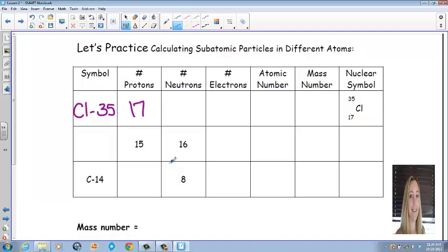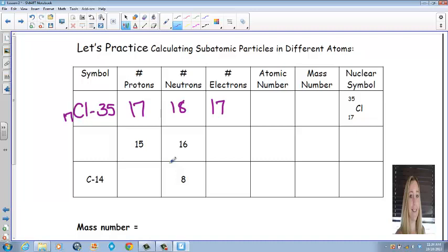Therefore, it will have 17 protons. So you need to look up 17, and 17 is the atomic number, so we can put that there. Next, number of electrons, well, that's going to be the same, because we just said number of protons is equal to the number of electrons. 35 is the mass number. So in order to get the number of neutrons, we're going to subtract the number of protons from the mass number. So 35 minus 17 is equal to 18. That gives us the number of neutrons.